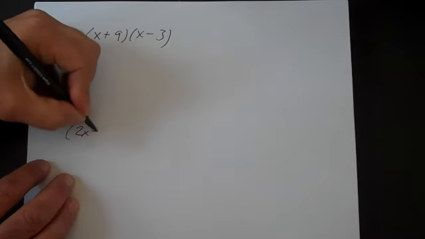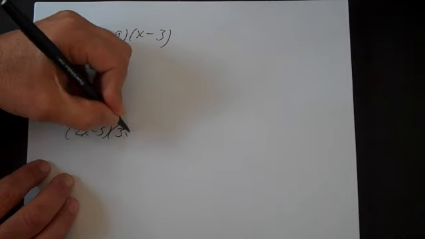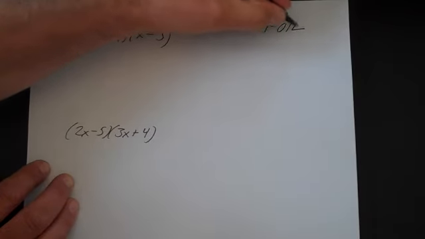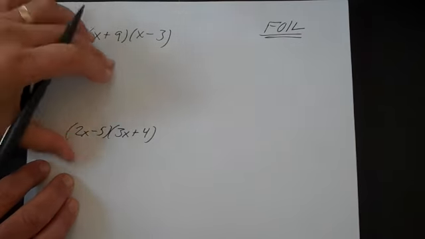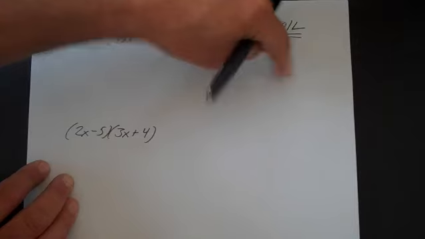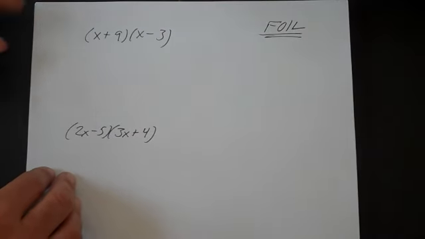Now, a real common problem when you're multiplying binomials is what's called FOIL. Let's do two examples of that. That's x plus 9 times x minus 3. Here's another example, 2x minus 5 times 3x plus 4. We call it FOIL because it's first, outside, inside, last. I'll do two examples here, but if you look, there's a video that's just called FOIL and that you can watch.